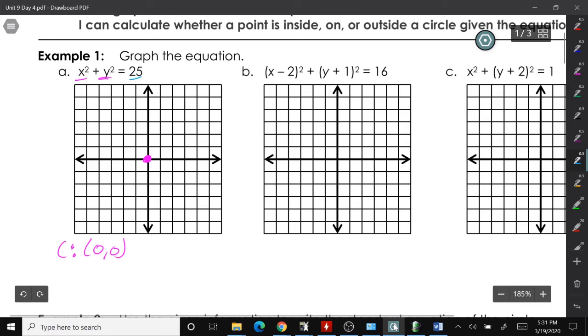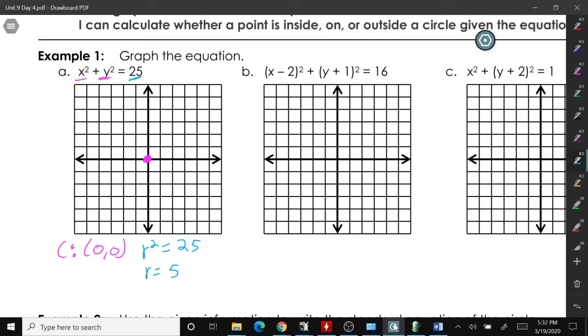And then this number is your radius squared. So radius squared is 25, which means your radius is 5. Now again, you don't have to do this step every single time. I will, just so we can see what's going on. So the way I graph these is I start from the center, and I go 5 in each direction, horizontally and vertically. So 1, 2, 3, 4, 5.